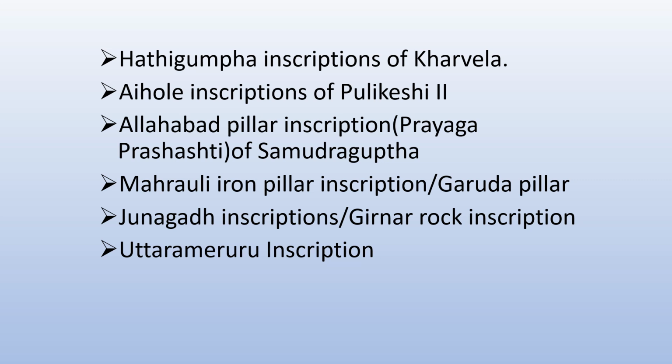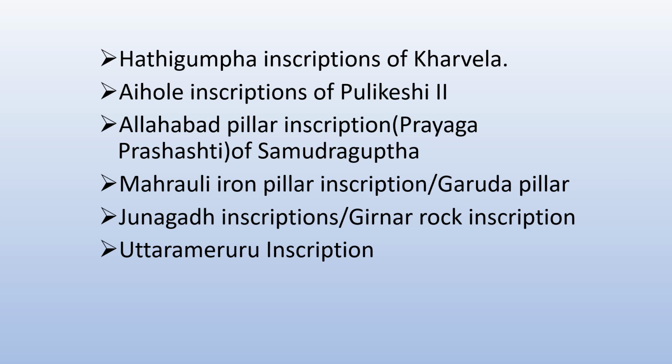First one, Hathigumpha inscription of Kharavela. The Hathigumpha inscription, or elephant cave inscription, from Udayagiri near Bhubaneswar in Odisha was inscribed by Kharavela, the then emperor of Kalinga in India during the 2nd century BC. This inscription is engraved on the ceiling of the cave, and it throws light not only on political episodes but also on religious, cultural, and social conditions of Kalinga during that glorious period.